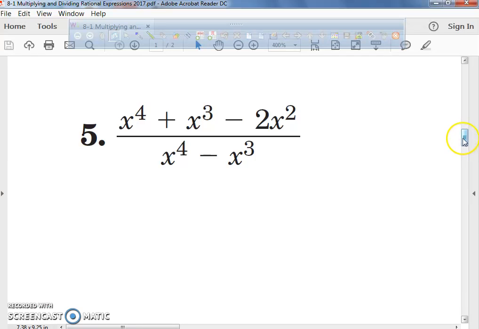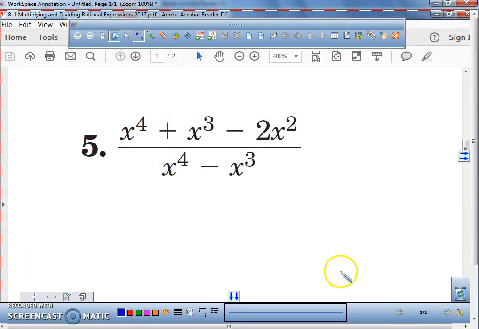We are continuing Chapter 8, Section 1, dealing with multiplying and dividing rational expressions. Right now, in problem number 5, we are going to break these down into their prime factors. So right now, I'm listing x to the 4th as a whole bunch of x's, actually technically 4. X to the 3rd, I'm going to write down as x times x times x. These little dots are just multiplication.